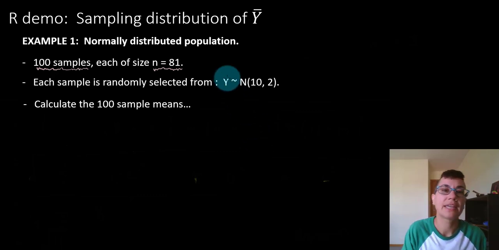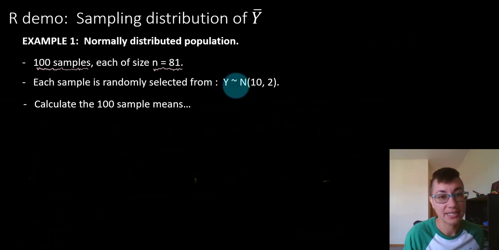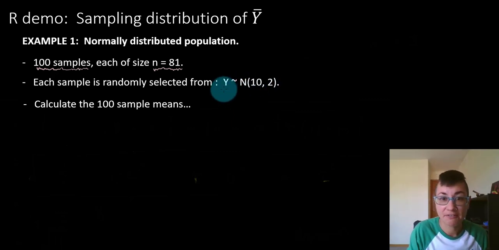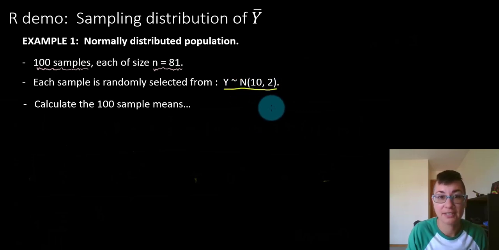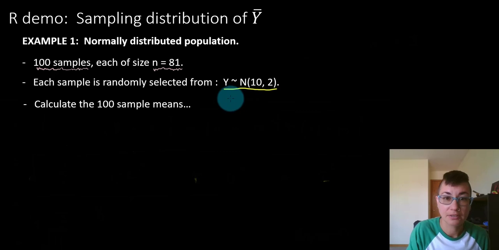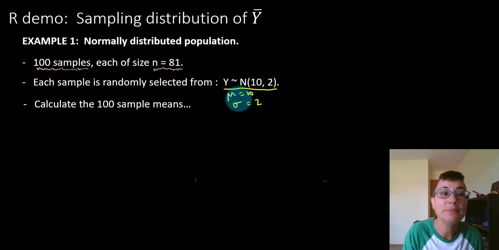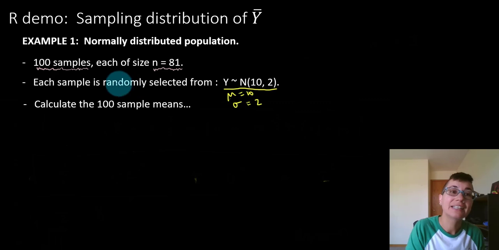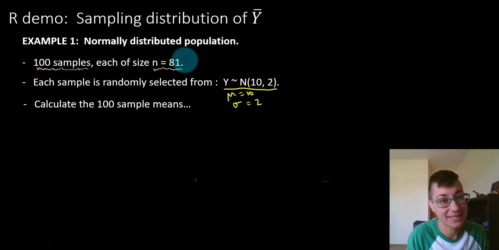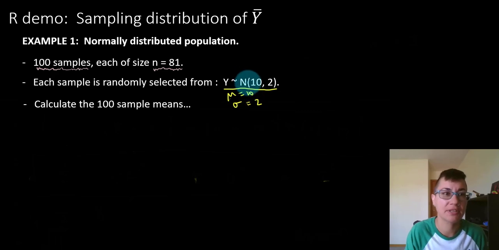So we've got 81, 81, 81, 81, 81. And the variable that this is representing, call it y, is coming from a normal distribution, and the mean and standard deviation of that distribution is 10 and 2 respectively. So mu equals 10, sigma equals 2, n for normal. And what we're going to do is randomly select 100 samples. Each of them has 81 values in it, and they're all coming from this little scenario here.